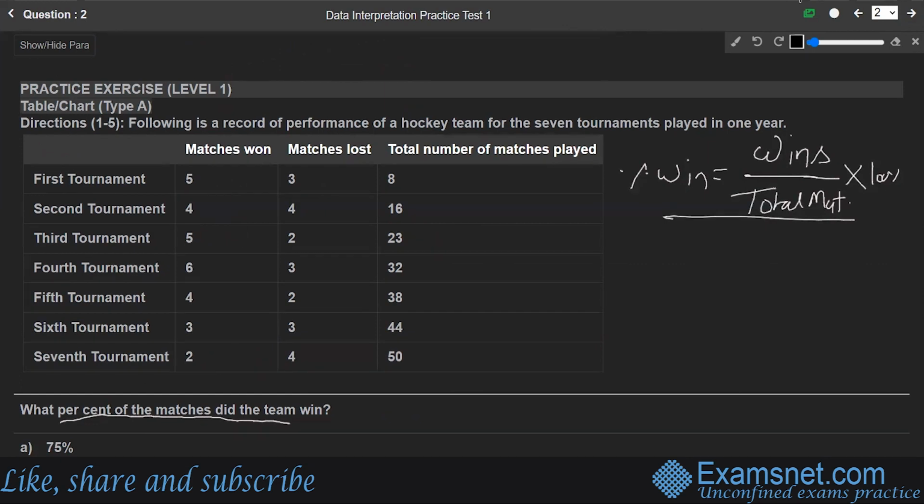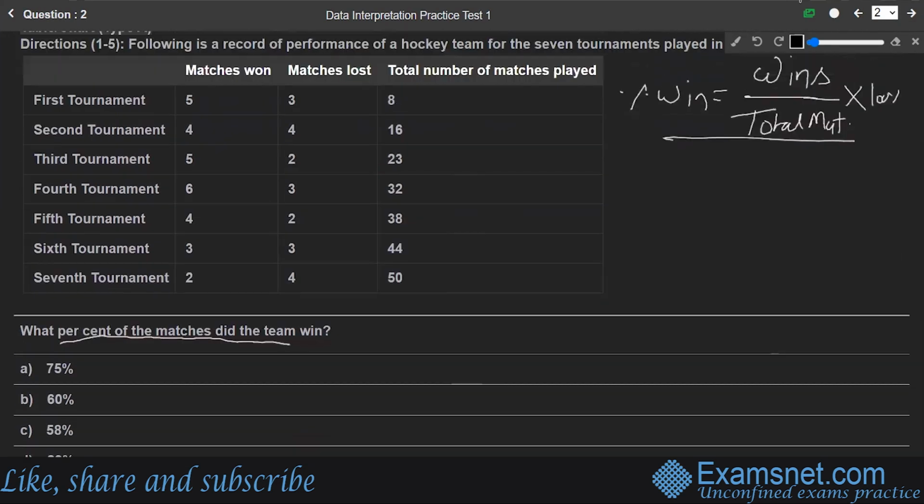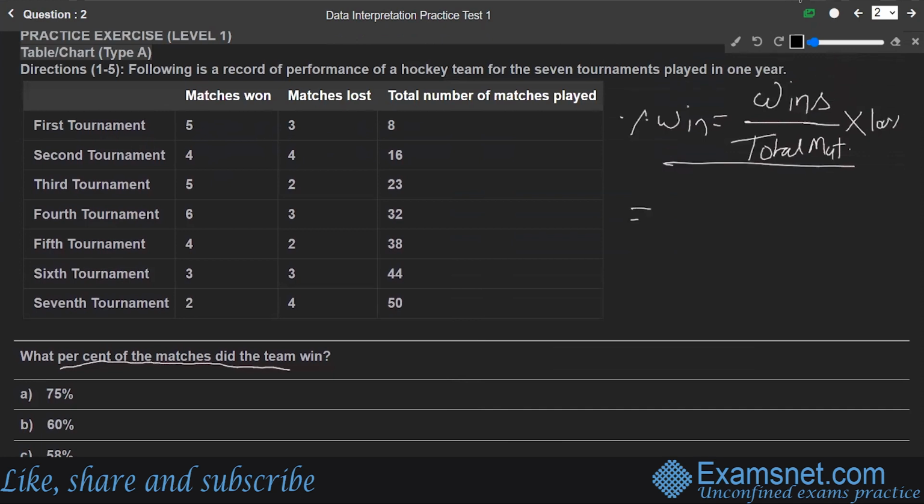In the earlier question, we calculated the total number of wins. The total number of wins by the team is 29, divided by the total number of matches. For that, we need to add these numbers. If we keep on adding, we get the total number of matches played, and that is 50. So total number of matches played are 50. So 29 by 50 into 100%. That's what we are supposed to calculate.